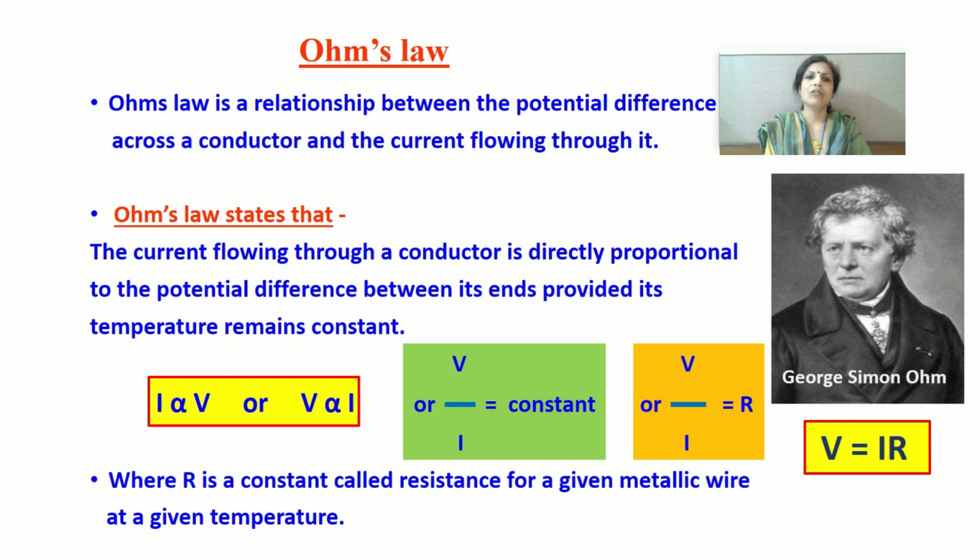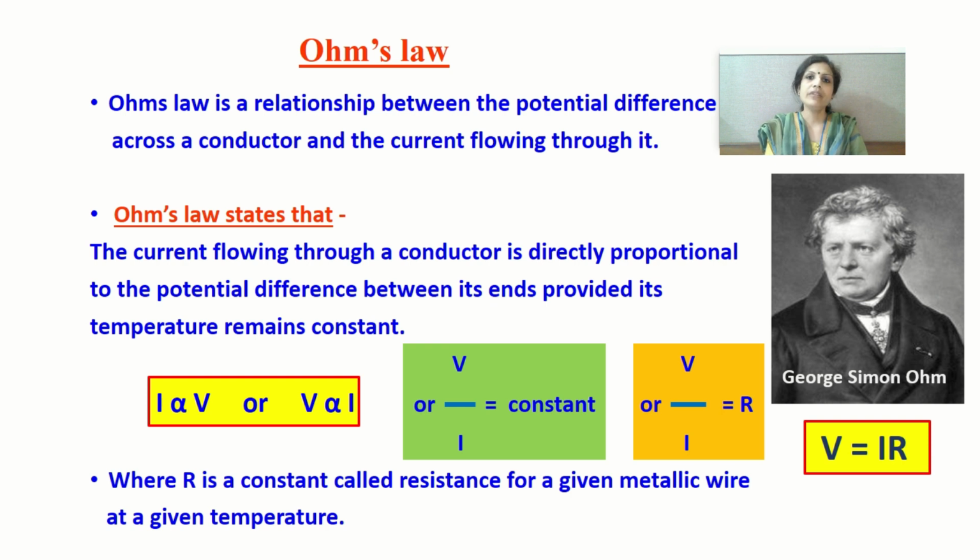So, Ohm's law is a relationship between the potential difference across the conductor and the current flowing through the conductor. And the potential difference we apply across the ends of the conductor with the help of a cell and a battery. Ohm's law states that the current flowing through the conductor is directly proportional to the potential difference between its ends, provided its temperature remains the same.